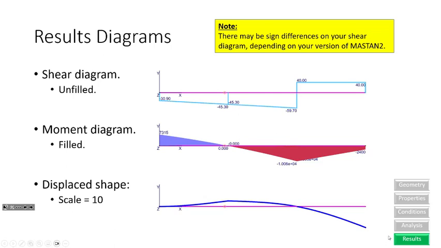That's what I was saying, that depending upon your version, you may have some sign differences on the shear diagram, but the magnitudes are going to be fine. So that's no big deal.